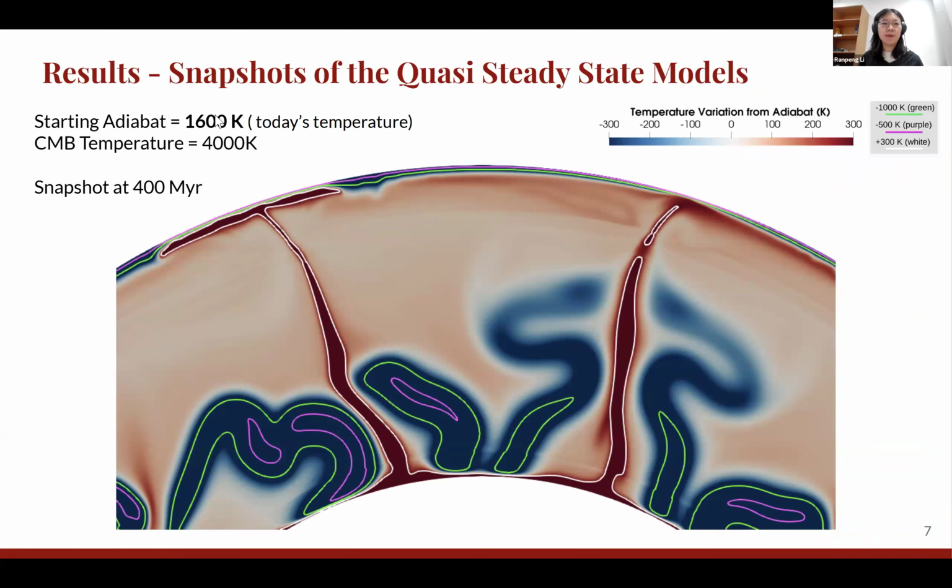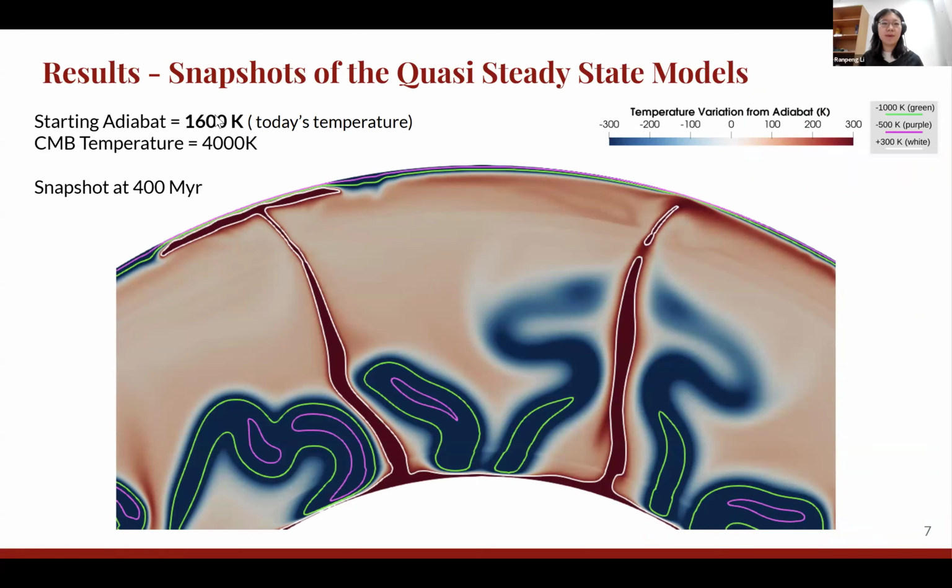The colors are just temperatures, and these lines are just some temperature contours. And these blue are the subducted fossil slabs in the lower mantle. And here we can see the plumes can rise all the way straight up to the bottom of the lithosphere.